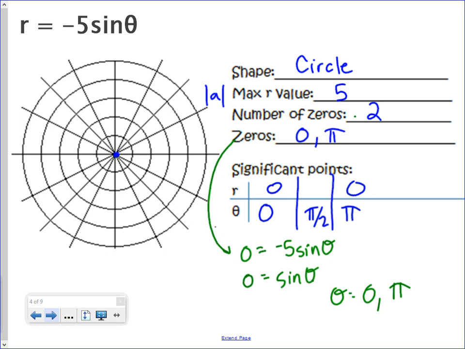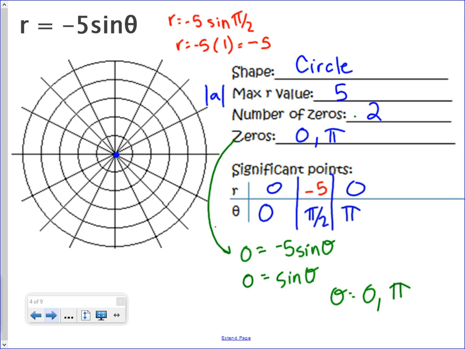So I'm thinking r equals -5 times the sine of pi over 2. What is the sine of pi over 2? 1. r equals negative 5 times 1, so r equals negative 5. So I now know the r value right there is negative 5.